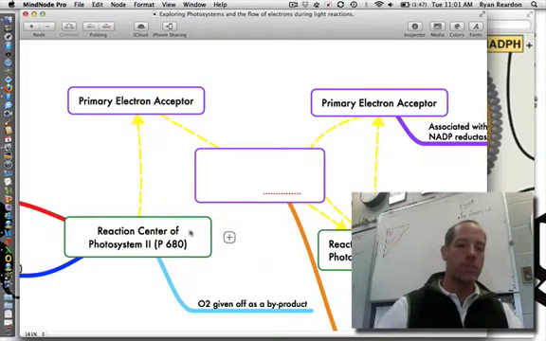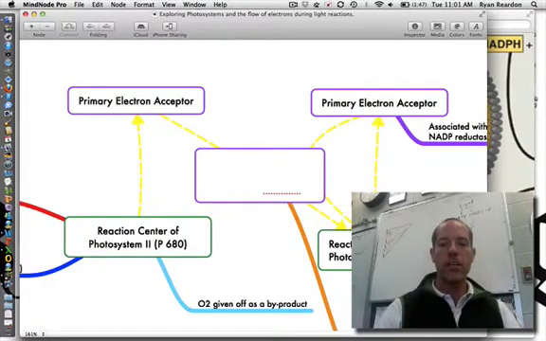That is photosystem 2. To its right, we have another photosystem, again with a reaction center, a chlorophyll A molecule, special because of its placement. This one is excited by red light at a wavelength of 700, hence we call it P700. And again, another primary electron acceptor.